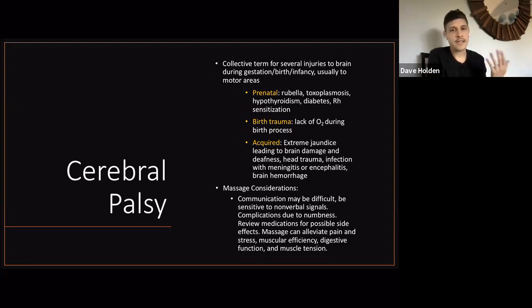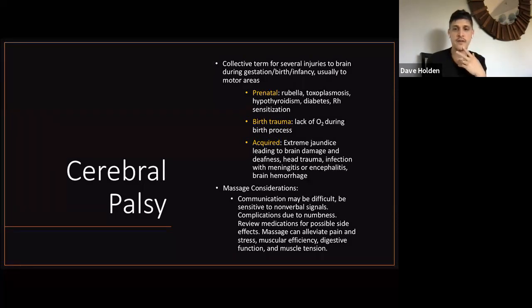So again, as with lots of these nervous system conditions, we're looking at a spectrum of what kind of function may be lost. It's going to depend on how severe the damage to the brain was, and exactly what areas of the brain were affected. If we're working with clients with cerebral palsy, communication may be difficult for them, so we want to be very sensitive to nonverbal signals. Really tune in and pay attention to the kinds of signals that the body is giving you.